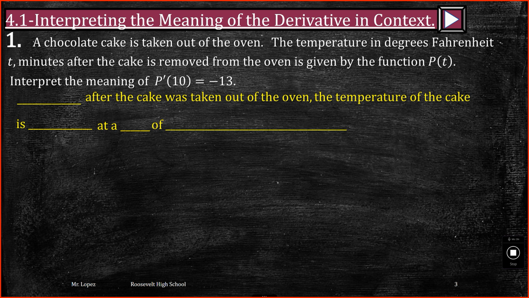What should go here that is missing? Something after the cake was taken out of the oven. What goes here? 10 minutes after the cake was taken out of the oven, the temperature of the cake is what? Decreasing, at a what? At a rate of. 10 minutes after the cake was taken out of the oven, the temperature of the cake is decreasing at a rate of what?